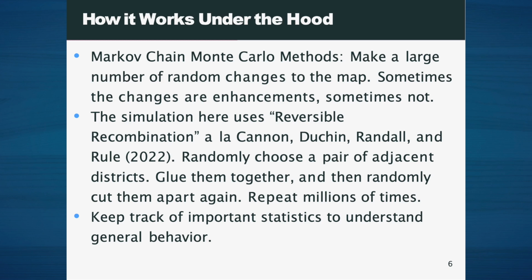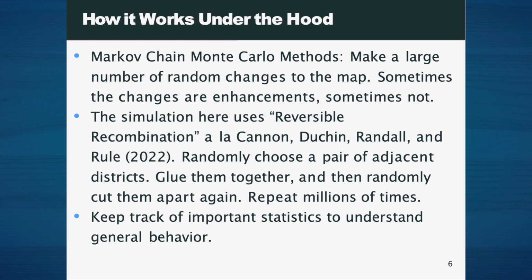The idea with reversible recombination is that you take a map, you randomly choose 2 districts that are adjacent, and you glue them together to make one mega district. And then you take a pair of scissors and you cut them apart again. But you should cut them apart in a different way than they were originally glued together, so that you shift that boundary a little bit. And when you do the cutting, you make sure to preserve the population balance so that they have approximately equal numbers of people in each one. But other than that, you don't really care about anything.